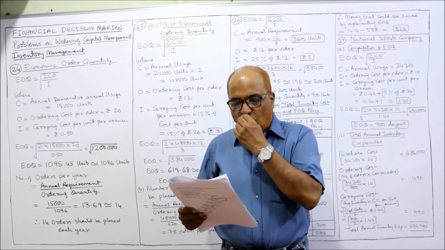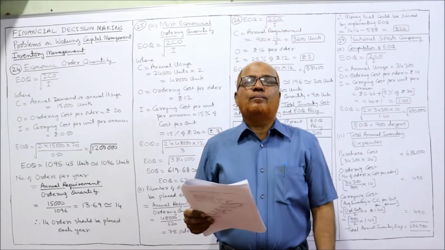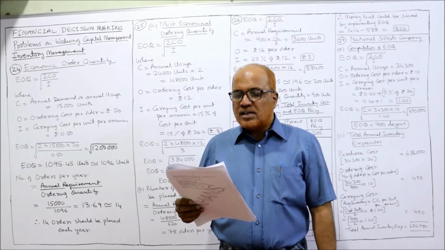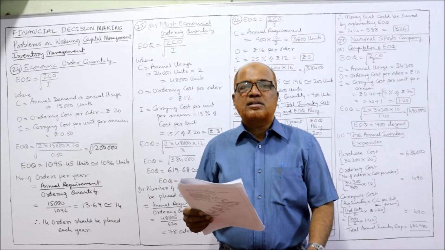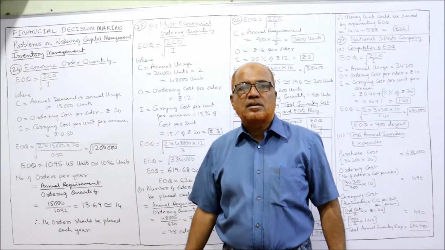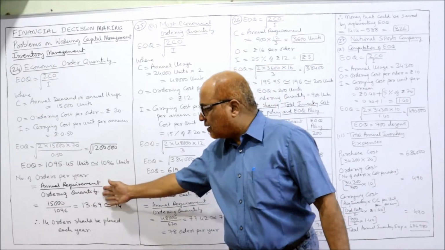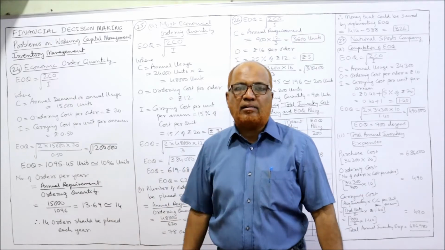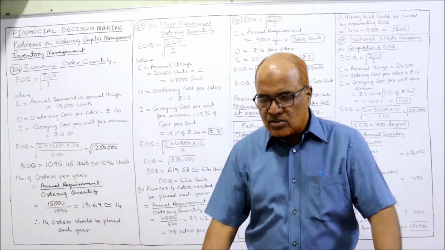What is the most economical order quantity? That means EOQ. The first question is asking you to calculate EOQ. Secondly, how many orders need to be placed in a year? Just like the previous problem, number of orders to be placed. Specifically, it is asking you to calculate this. In the last problem, it was not asking, but for our information, we have calculated. Now it is asking. That's all.